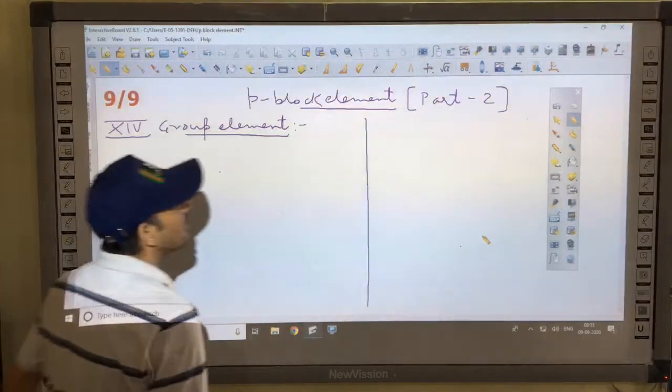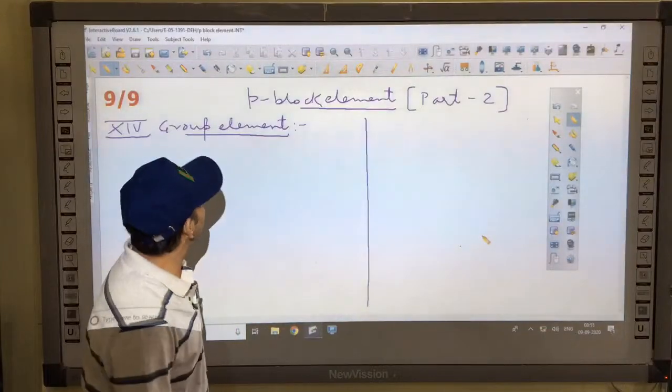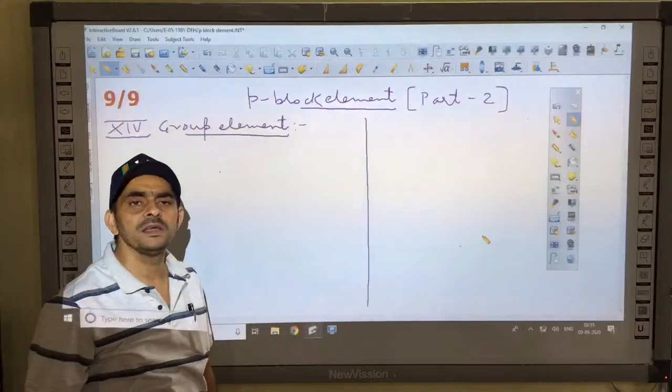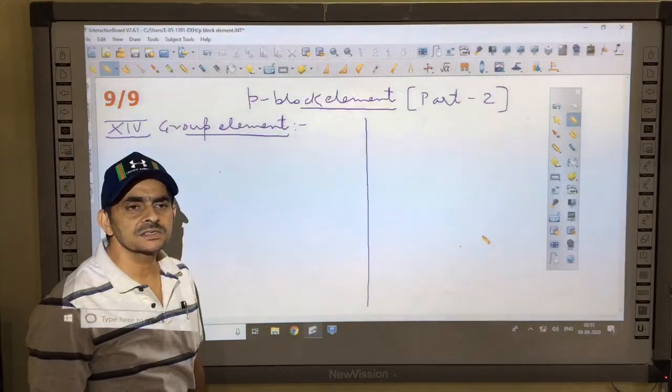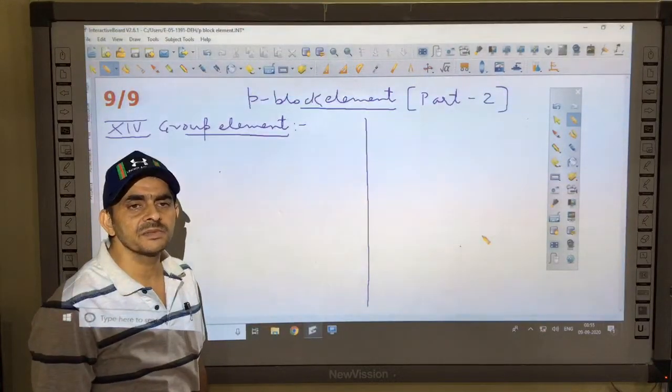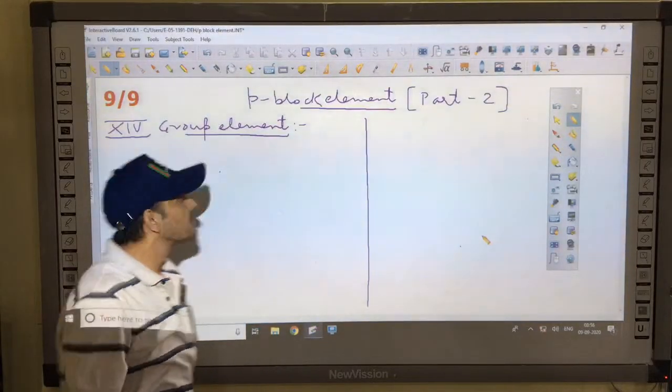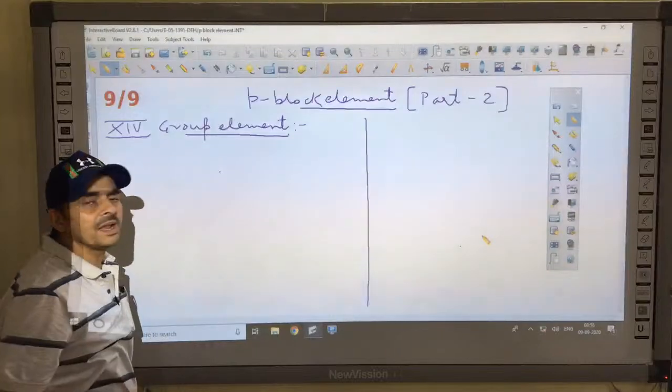Okay, continuing the p block elements. Yesterday we discussed the 13 group elements, that is the boron family, their general characteristics, chemical properties and some reasoning. Now, continuing with the p block elements, next is the 14 group elements.